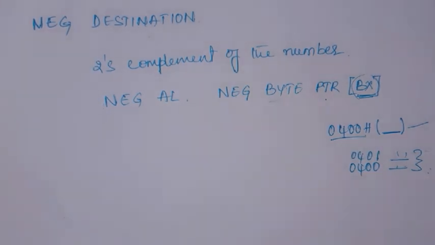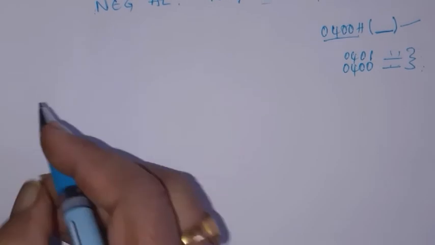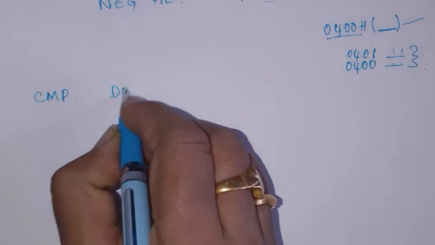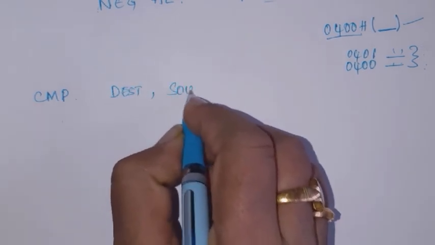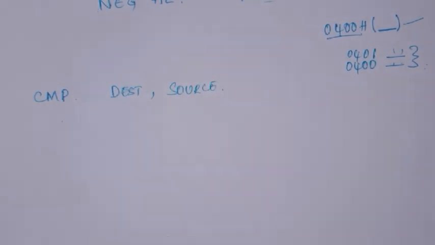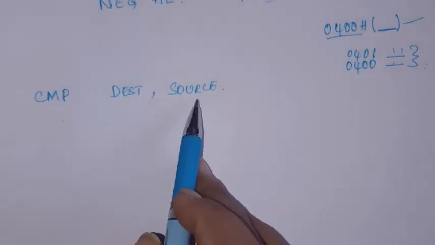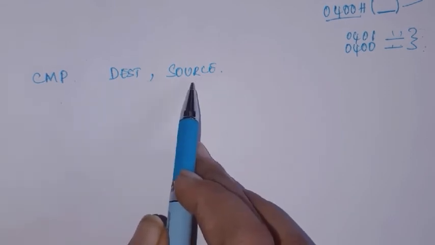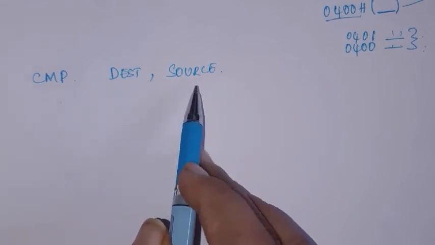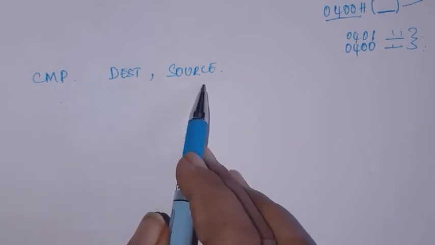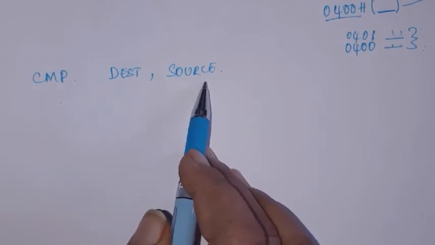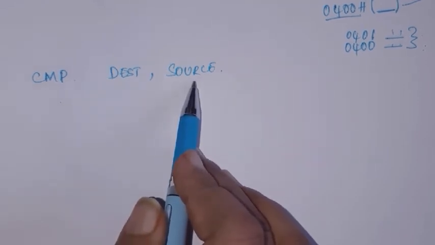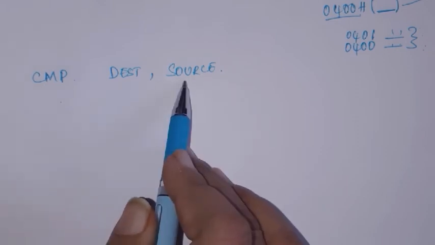Then we have compare. Okay, another arithmetic instruction is compare destination, source. 2 operands are specified in the instruction. Again here destination and source can be registers or one register and one memory location. So the contents of the destination and source are compared here. Here all the flags are affected.